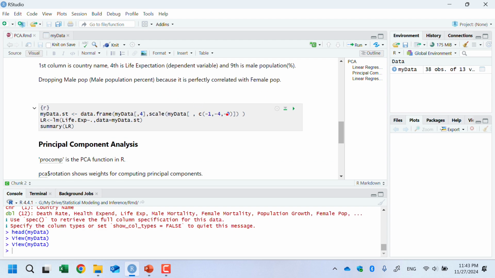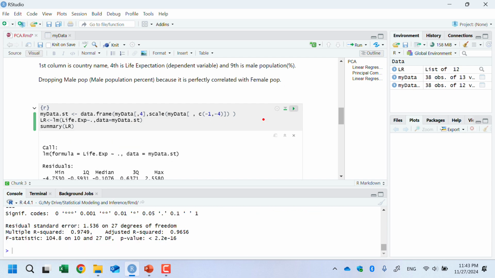If I don't drop this, and we run the regression using this one, the minus means I will not take out the first, and I will not take out the fourth, and then all other columns. I didn't specify the row here, which means I will take all the rows. And then I'm trying to find the life expectancy using all the data. That's why I didn't type anything, and then just start, using my data standardized. ST means it's standardized.